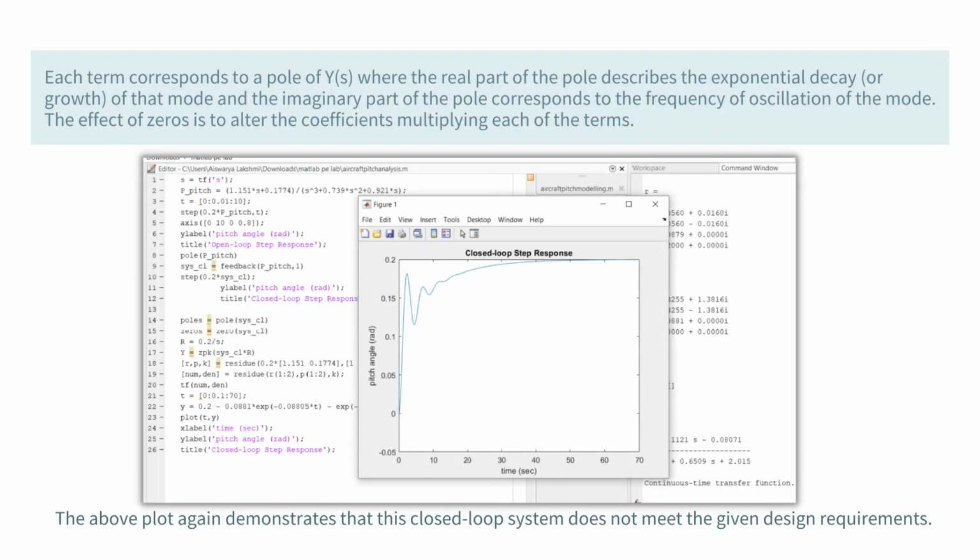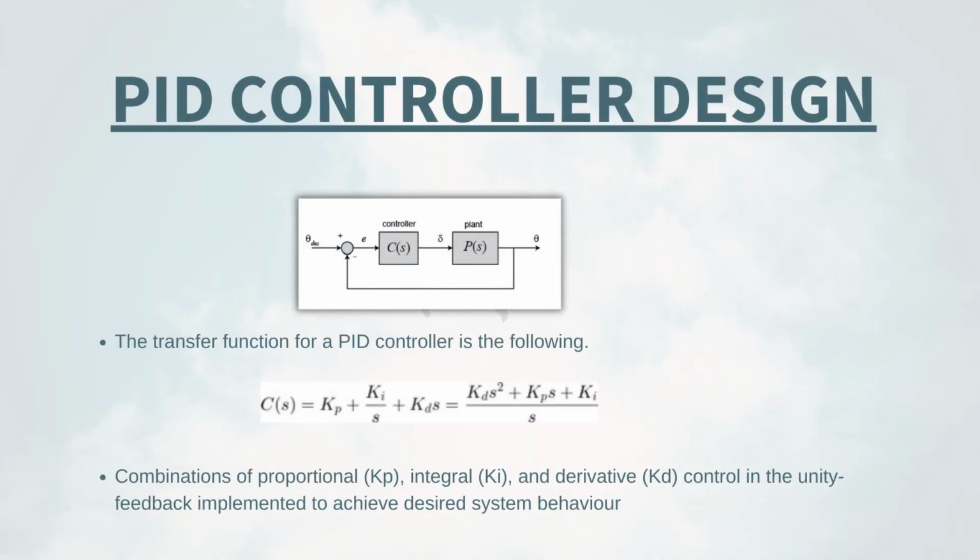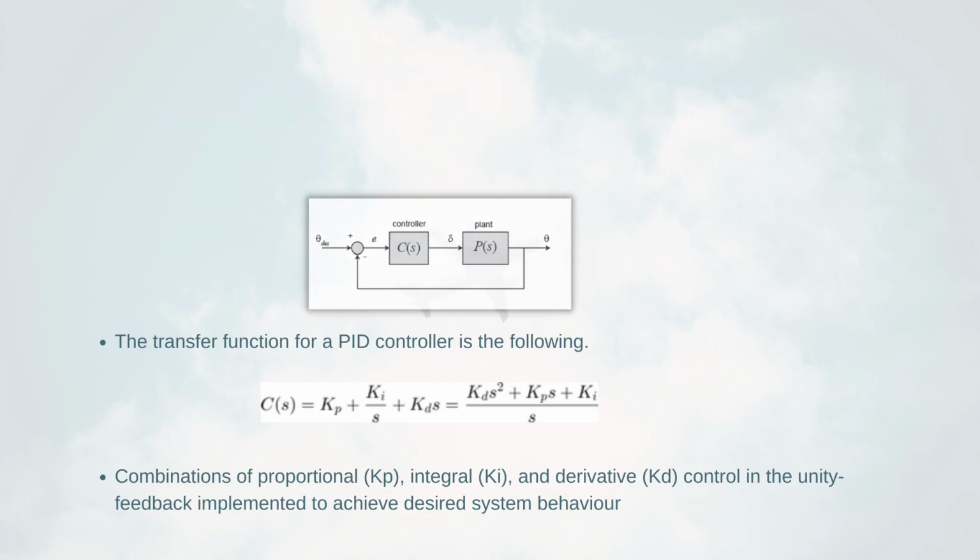So the above plot again demonstrates that this closed loop system did not meet our given design requirements, which is why we wanted to design a PID controller. So here we have the architecture and transfer function of a PID controller, and we have to implement different combinations of proportional gain, integral gain, and derivative gain in order to achieve this desired system behavior.